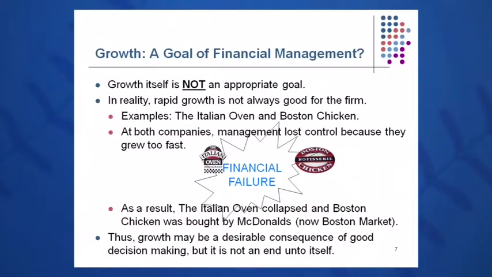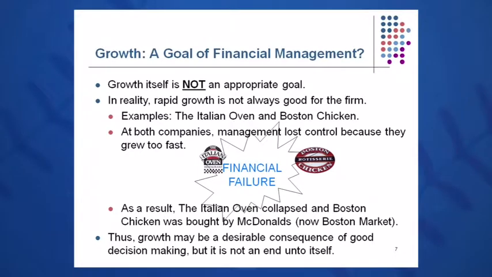Growth itself is not an appropriate goal. Again, the overall goal of financial management is to increase market value per share of existing stock. And we want to look at how do we go about doing that in our financial plan. Some examples of overzealous growth might be the Italian Oven and Boston Chicken. If you've heard of these companies, you may see a few of them still hanging around in some small towns, but they're not as pervasive as they used to be. They both basically grew too fast, did not calculate their internal growth rate and sustainable growth rate.